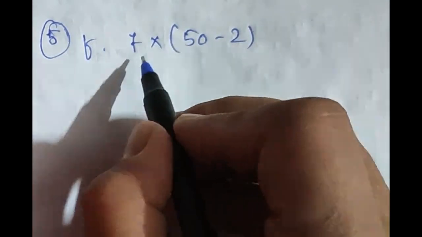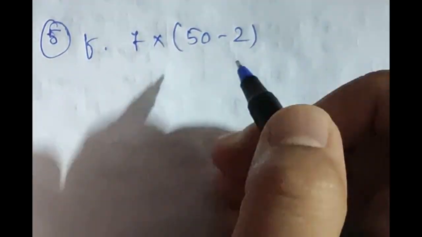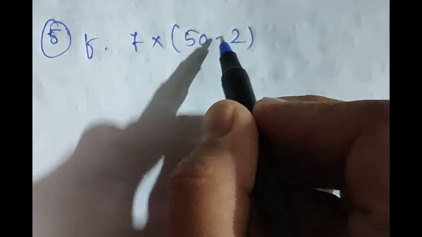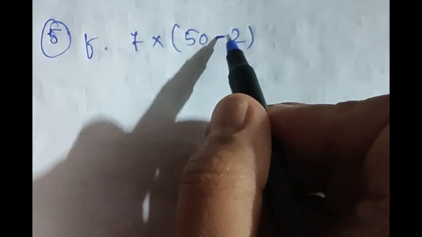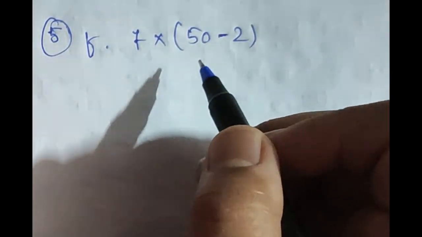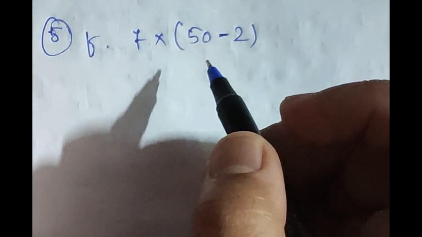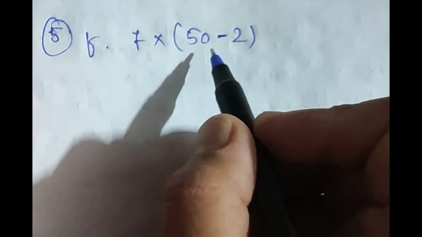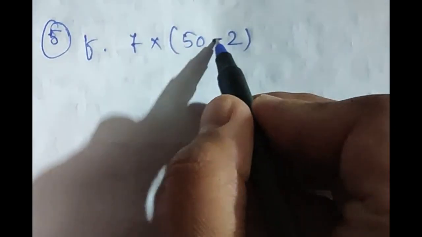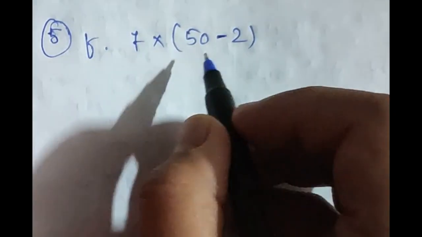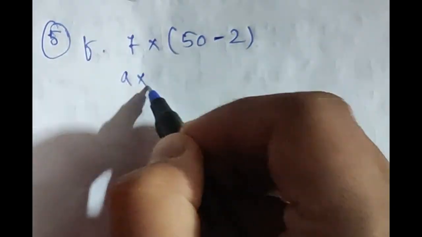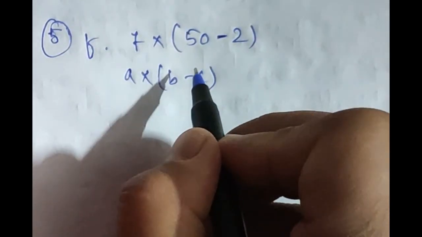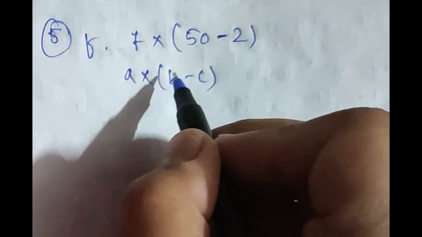Is 5f, 7 into 50 minus 2. Here we will use the distributive law of multiplication over subtraction. Why? Because the minus sign is there. Till now we have used the distributive law of multiplication over addition, right? Because there was a plus sign in the previous question, if you go and see it, okay? But here we will use the distributive law of multiplication over subtraction. So it is a into (b minus c). It is in this form. You have to write the name of the property also, okay? Just write the property.